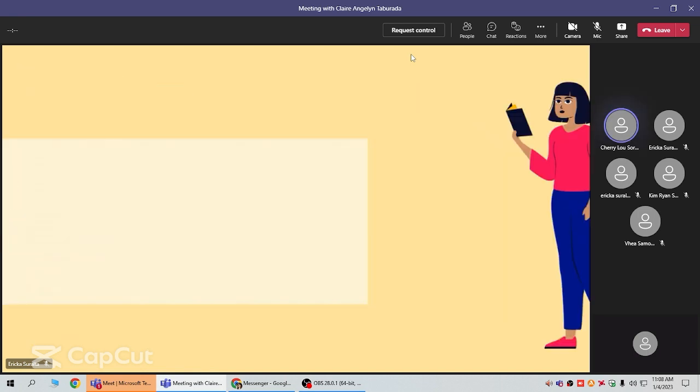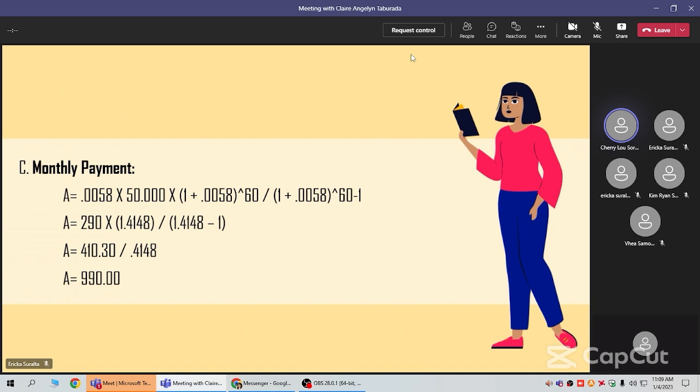Now, for us to solve the monthly payment, we have this formula as a guide or basis. To have a monthly payment, we need the interest per period, so that is 0.0058 times the principal times the quantity 1 plus 0.0058 raised to 60, which is the number of payments, divided by 1 plus 0.0058 raised to 60 minus 1. So the answer here is 410.30 divided by 0.4148, and the answer here is 990 pesos. So that's how you solve the loan amortization.